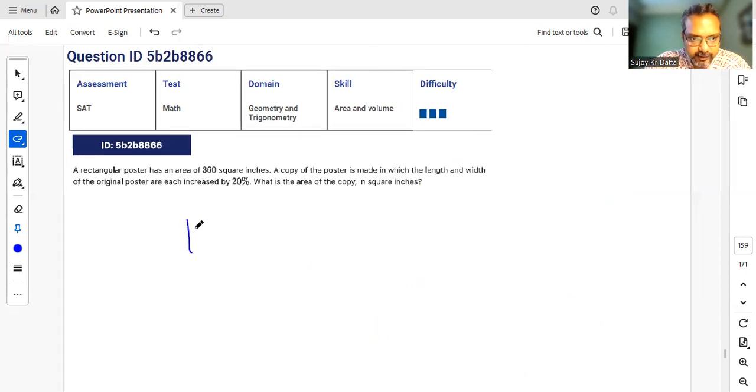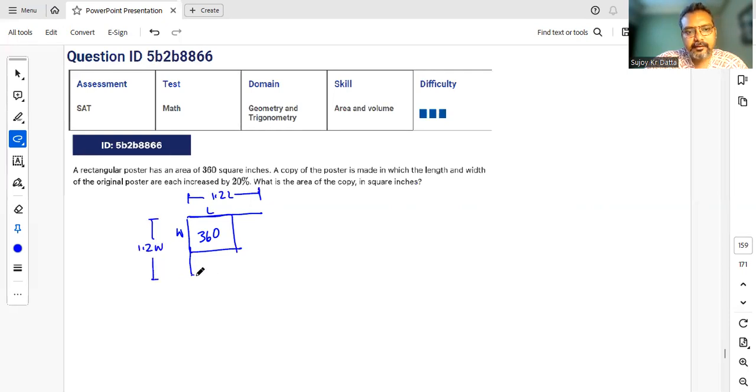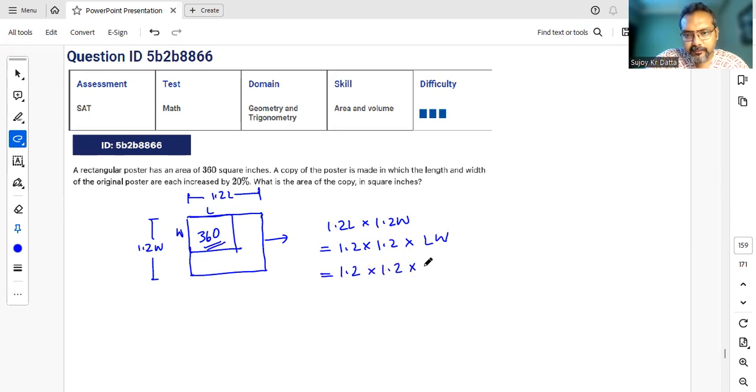A rectangular poster has an area of 360. So this area is 360. A copy of the poster is made in which the length and width are increased by 20%. So if this was length and width, the new length is 1.2 L and the new width is 1.2 W. And you have got a new area. So they're asking what this area is. It would be 1.2 L multiplied with 1.2 W. So that's 1.2 times 1.2 times L times W. But we know that L times W is 360. So it is 1.2 times 1.2 times 360.